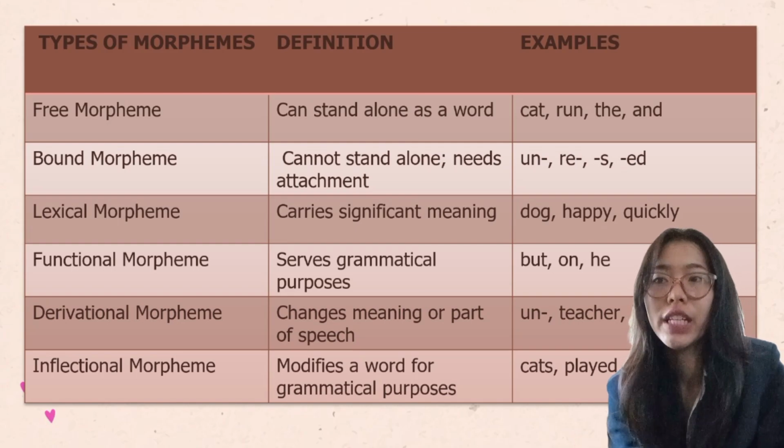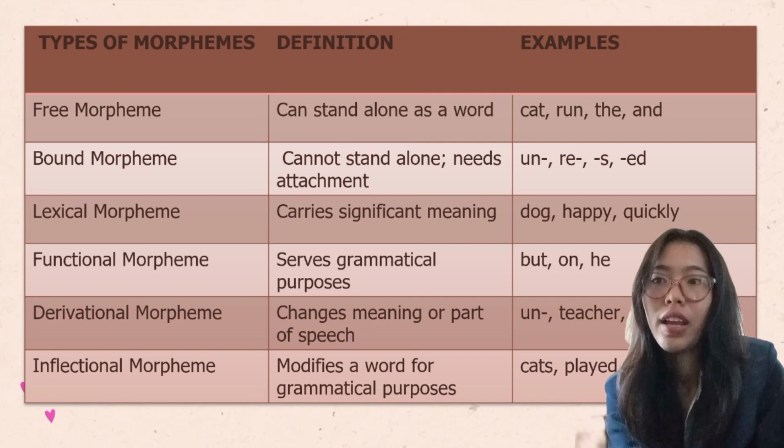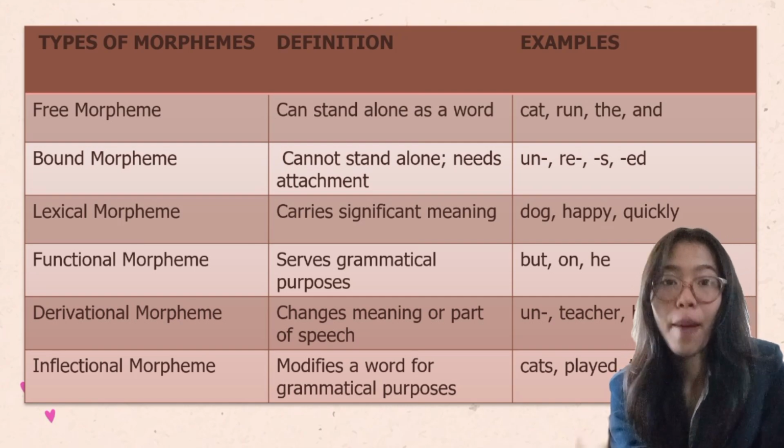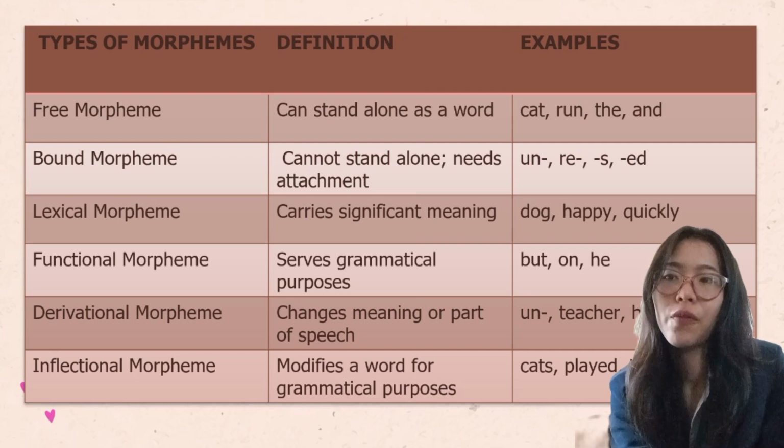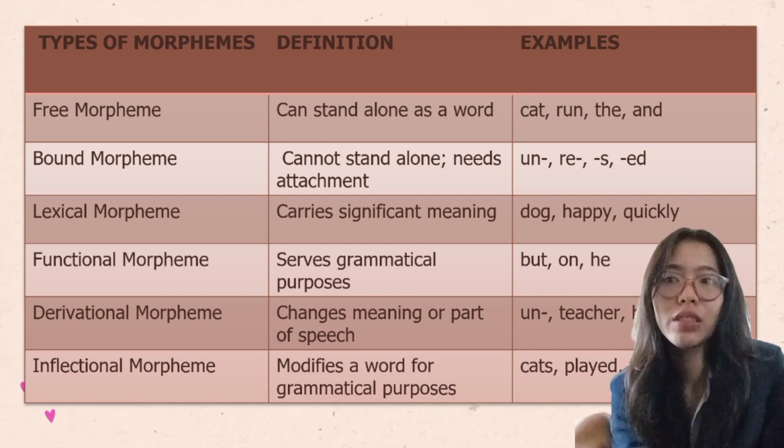And number five is derivational morphemes that change meaning or part of speech. For example, un, and teacher, happiness. And the last is inflectional morphemes that modify a word for a grammatical purpose. For example, cats, played, and taller.